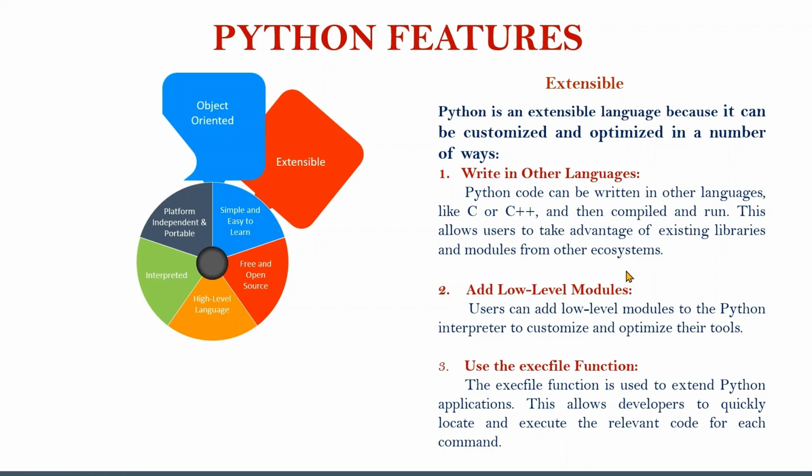So we are able to integrate Python code, or I can write some Python code with the help of the C programming language, and I can use the libraries existing in Python, and I can do my task in C programming. Now add low-level modules. So users can add low-level modules to the Python interpreter to customize and optimize their tools. So according to our requirement, I can just go for the utilization of the existing tools. So the lower-level modules can be integrated with the higher-level modules of Python, and I can execute my applications for other extended functionalities.